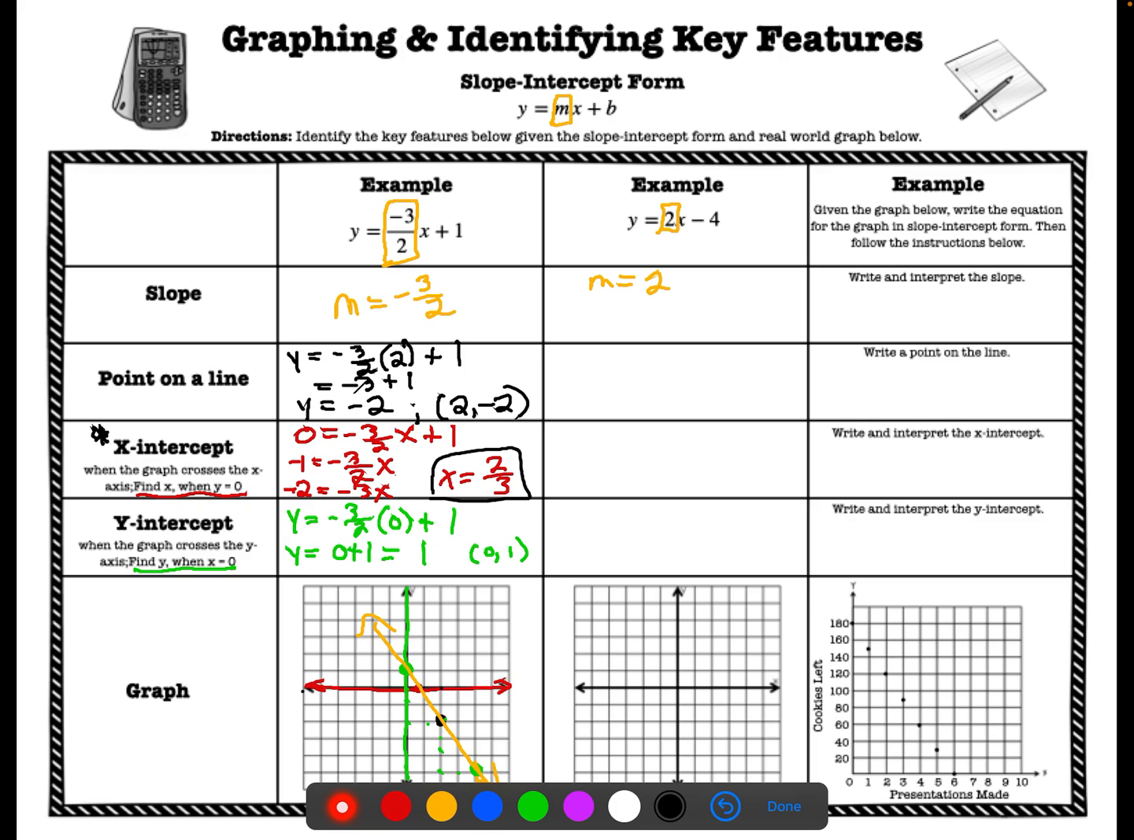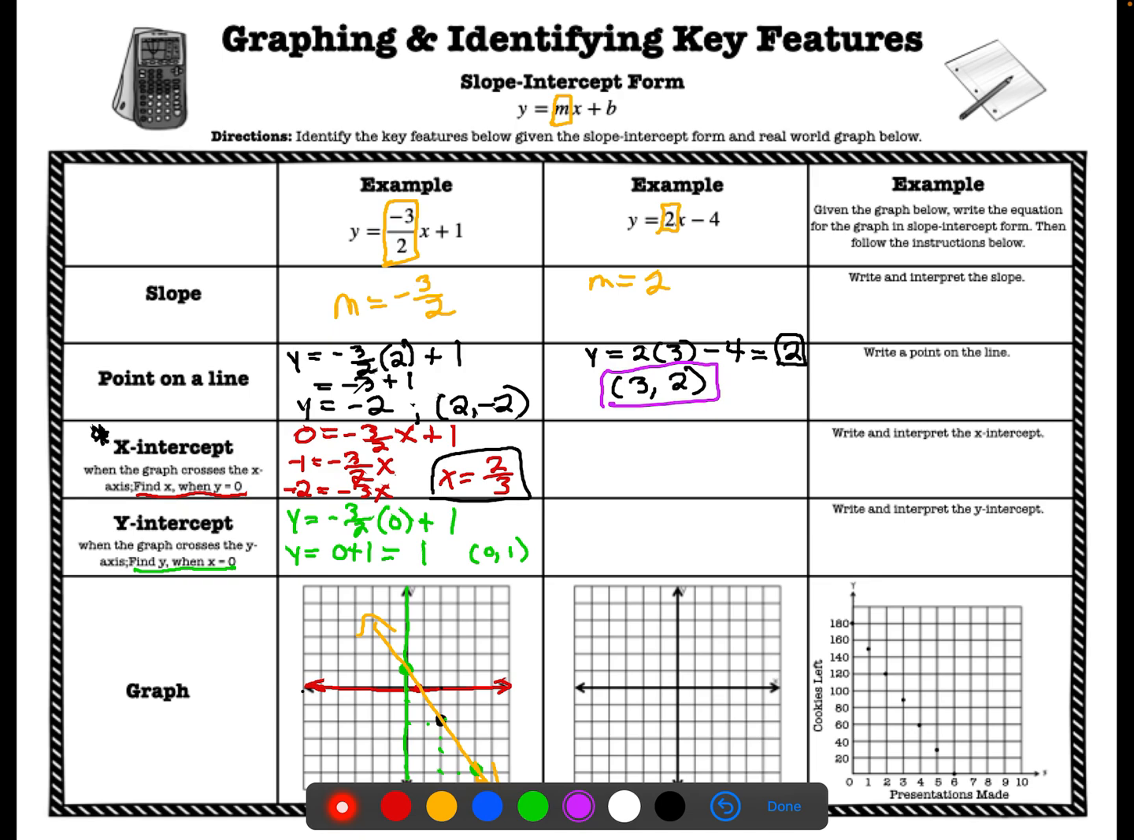So this becomes y equals 2 times 3 minus 4. Remember, we can plug in anything we want for x and then simplify. So 2 times 3 minus 4, that's 6 minus 4, which is 2. All right, so the point on the line, when x is 3, y is 2. So this is my point on the line.